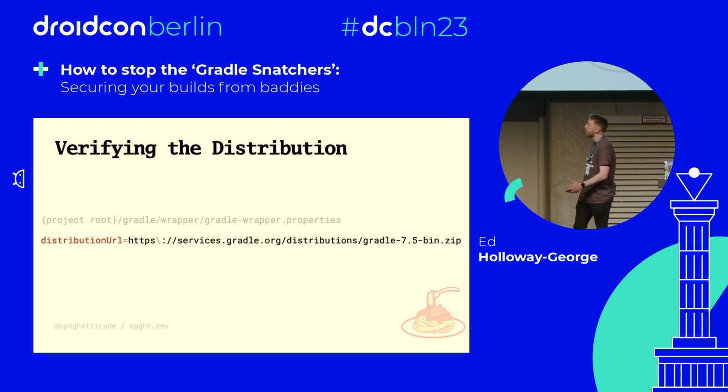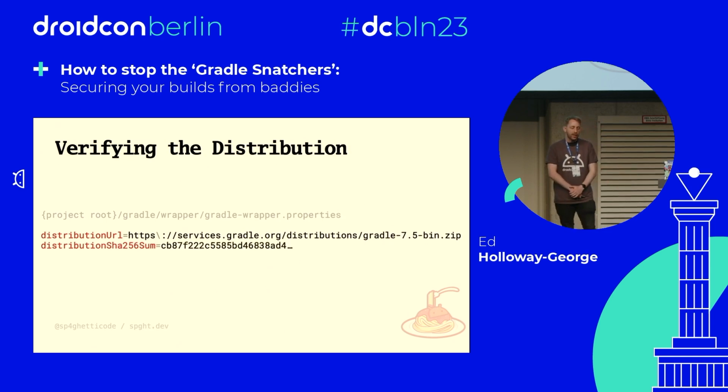Next up, let's talk about verifying the distribution. So the distribution here is the actual Gradle binary that you will download. So the Gradle wrapper will fetch the Gradle binary. And you may have seen in your Gradle wrapper properties this distribution URL. But what you can actually add is the distribution SHA-256 sum. And what this does is, from the previous link that I shared in the slides, you're able to get that SHA sum and verify, when this binary file is downloaded, whether you have downloaded the correct and expected file.